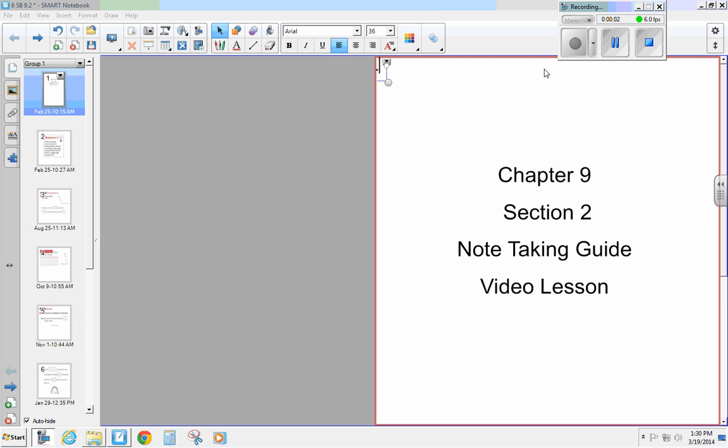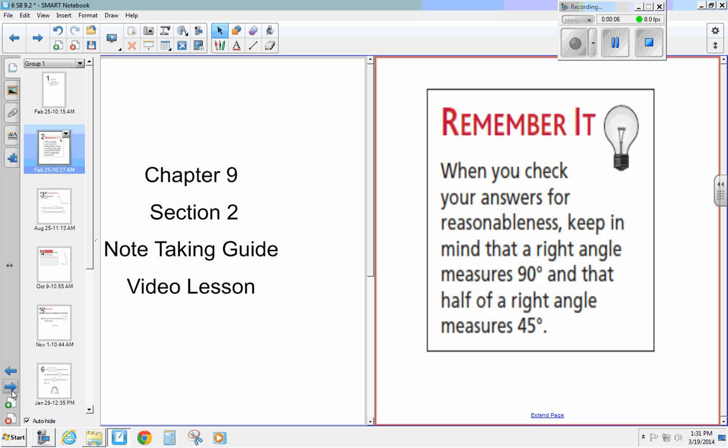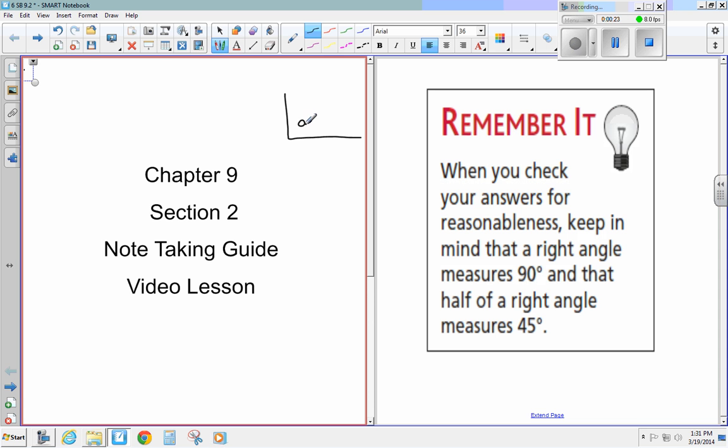Welcome back to Chapter 9, Section 2, Estimating and Drawing Angles. Please remember, when you check your answers for reasonableness, keep in mind that right angles are 90, and half of a right angle would then be 45. That also goes into play if you have, here's 90, half of that right here would be 45 and 45.